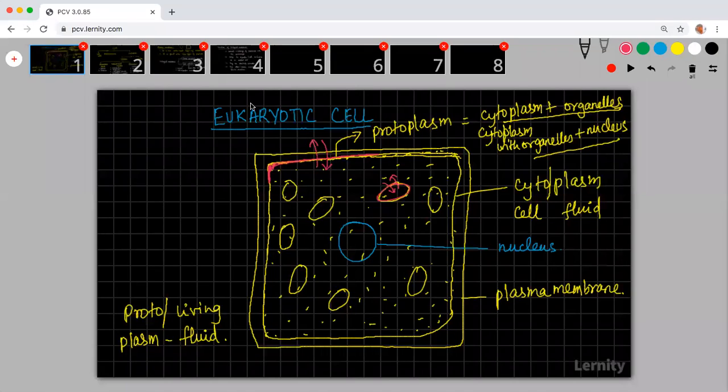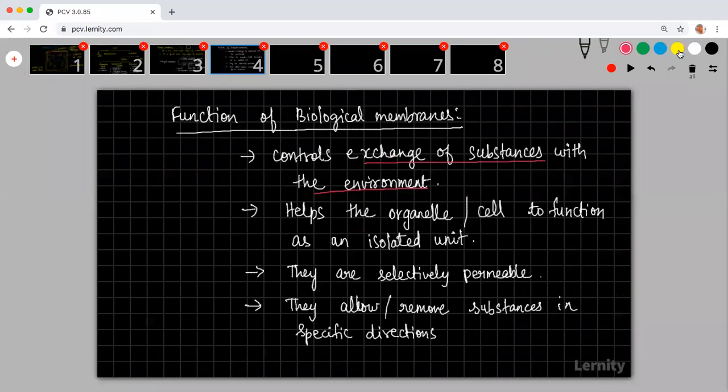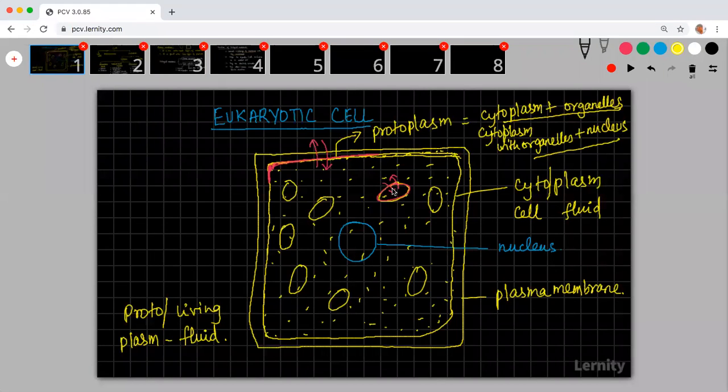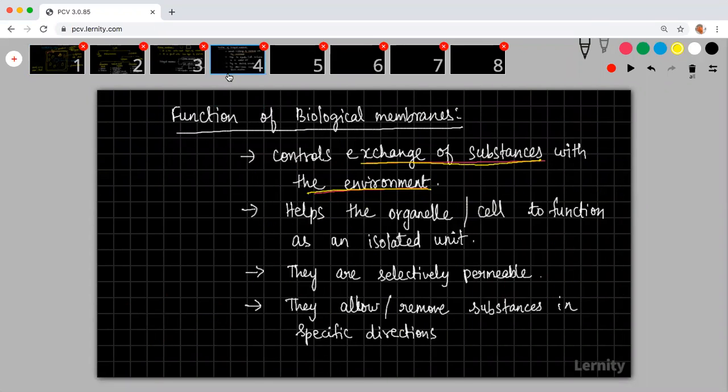What are these membranes trying to do? These membranes are trying to control the exchange of substances with the environment. As far as the environment is concerned, the substance which is moving in here can be controlled. And similarly here, with the environment outside the cell, it can be controlled. There are certain organelles which will require certain paths. There are certain things which are not required by certain organelles. So all that movement is controlled.